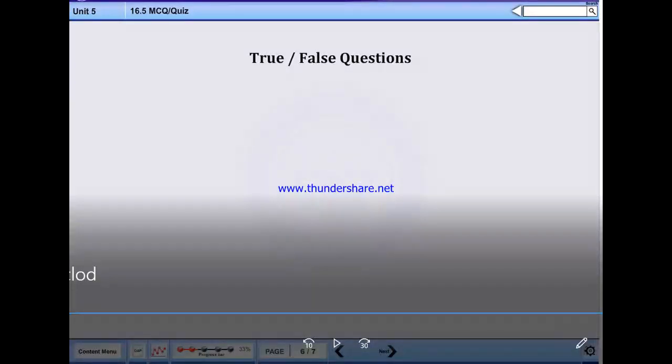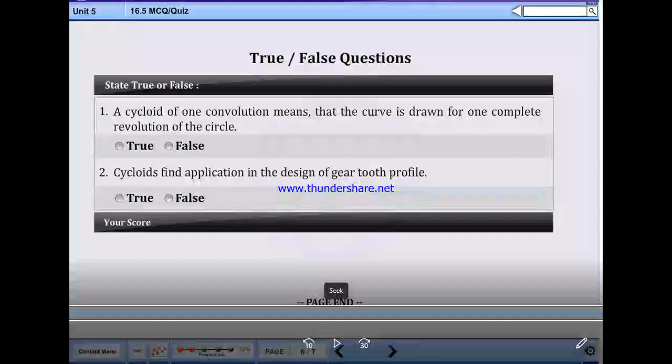Now note on the true or false questions. Cycloid of one convolution means that the curve is drawn for one complete revolution of the circle. So true or false? It is false. Cycloid finds application in the design of gear tooth profile. So true or false? It is false.